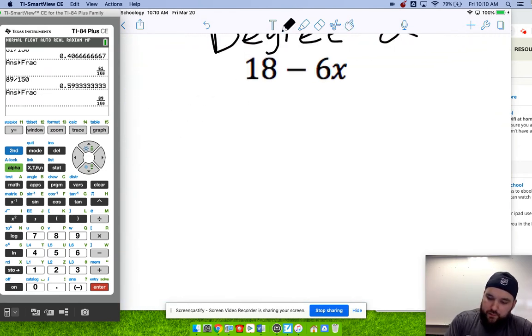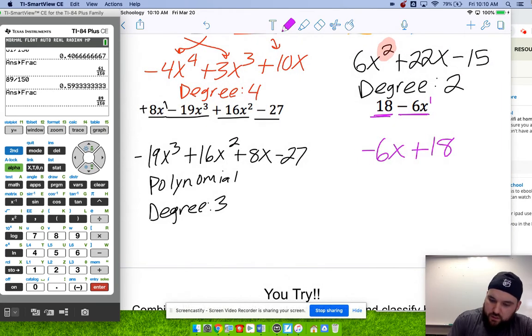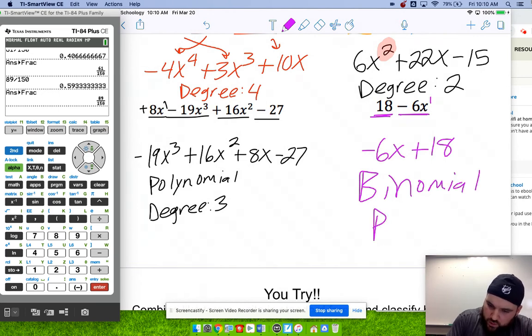Okay, and finally, this last one, I have 2 terms, 18 and negative 6x. Those just need to be swapped because the negative 6 has x to the first, and then the 18 has no variable, so it's power 0. This is a binomial, and it is degree 1.